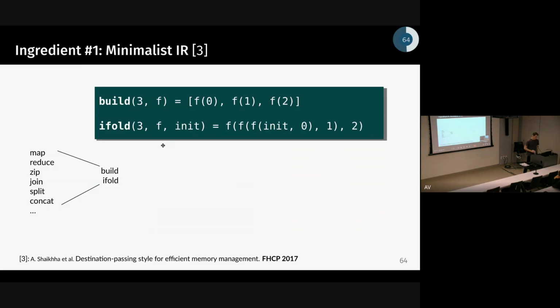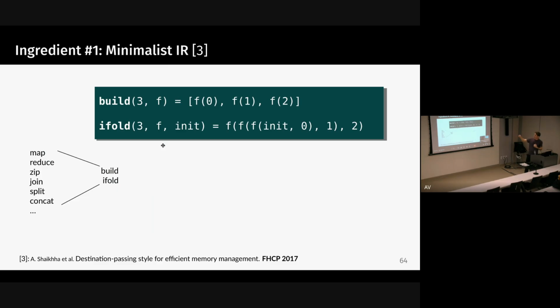So first, the minimalist IR: we have just 2 primitives, build and iFold. Here is the visual semantic idea of what they do. If you say build 3 f, where f is a function, it means you're building an array of 3 values where the elements are f called with 0, f called with 1, f called with 2. With this primitive, I can create an array of constants, like 1, 2, 3, 4, 5, 6. Or I can create an array that looks up values in another array, for instance.